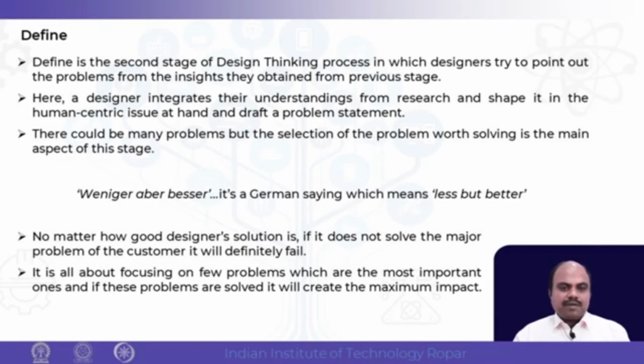Now we are going to go for define. The second step of design thinking is the define. Define is where, from the understanding, we are going to define the problem in depth. So we're going to find out the problems and pinpoint exactly what the problem is. So human-centric issues are the problem, and then you're going to draft the problem statement.